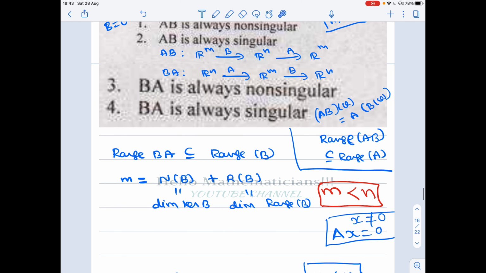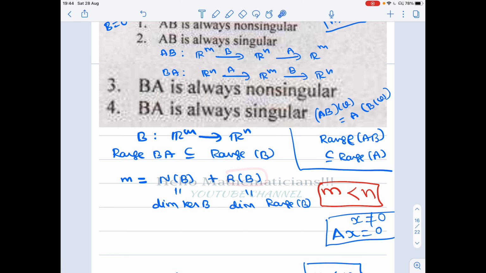Let's see why it is so, because now for this matrix B we apply the rank nullity theorem. So what is the domain? B is a linear transformation from R^m to R^n. So by the rank nullity theorem, the dimension of the domain, m, is equal to the nullity of B, which is the dimension of the kernel of B, plus the dimension of the range of B, that is equal to the rank of B.